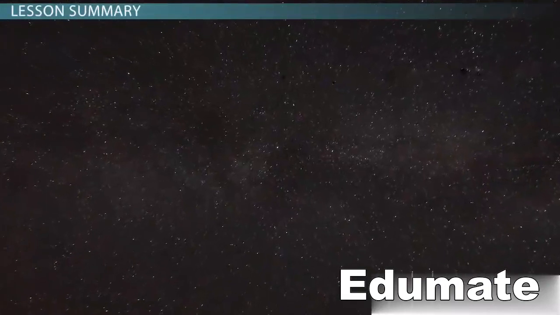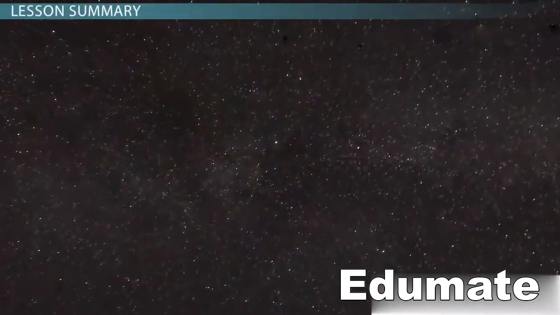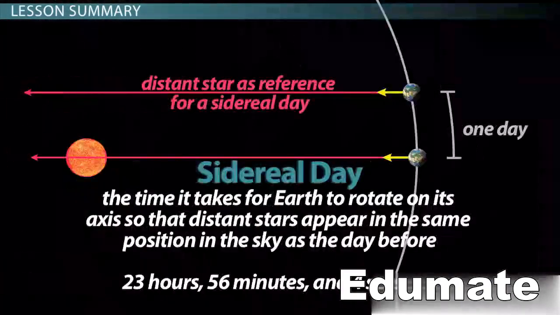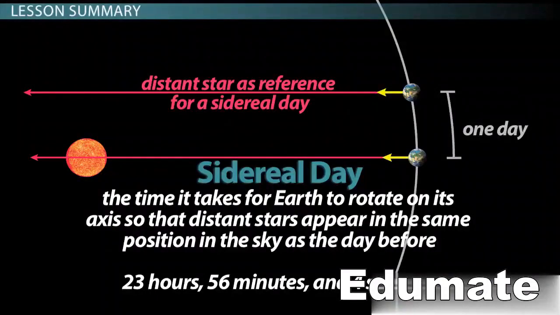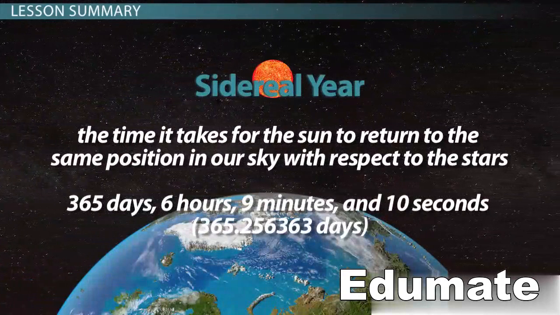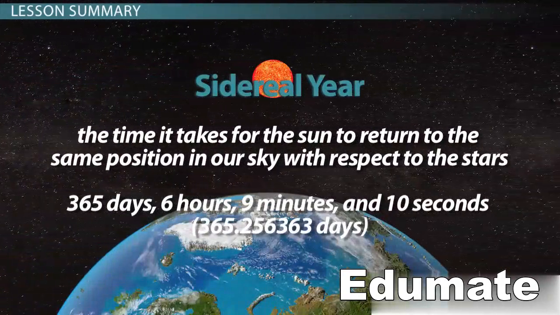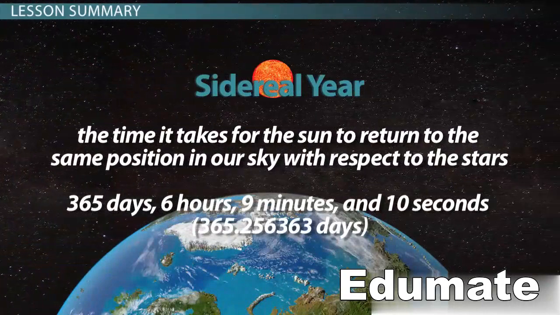Astronomers may have more use for using stars as a reference point for timekeeping, however. The sidereal day is the time it takes for Earth to rotate on its axis so that distant stars appear in the same position in the sky as the day before, 23 hours, 56 minutes, and 4 seconds. The sidereal year is the time it takes for the Sun to return to the same position in our sky with respect to the stars, 365 days, 6 hours, 9 minutes, and 10 seconds.